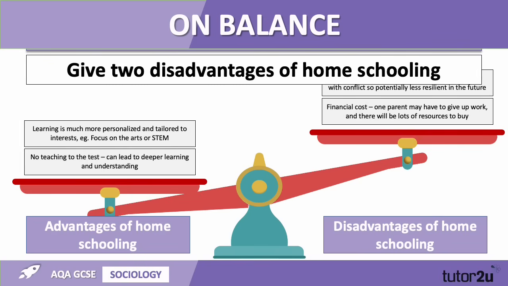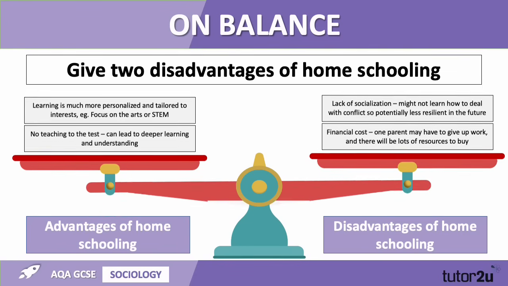There is also the lack of socialisation that many people argue. So students might not learn how to deal with conflict, so potentially might be less resilient in the future. However, again, there are lots of homeschool groups set up at the moment because homeschooling has become far more popular over the last few years. So this is one way that children are getting that socialisation that is really vital as they're growing up.